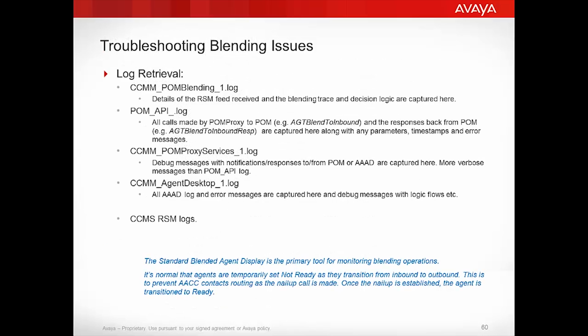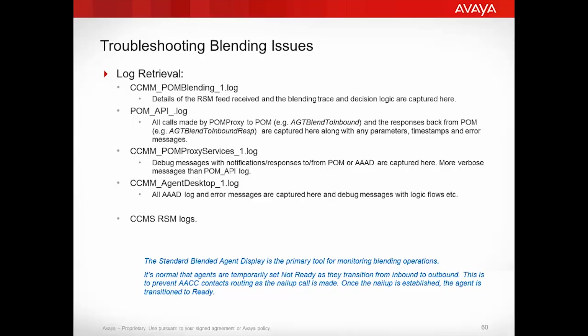When it comes to troubleshooting the blending issues, again the logs to retrieve are the CCMM POM blending log, the POM API log, the POM proxy services log, the agent desktop log, and the CCMS RSM logs. The most useful tool for troubleshooting blending issues is the Standard Blended Agent display.